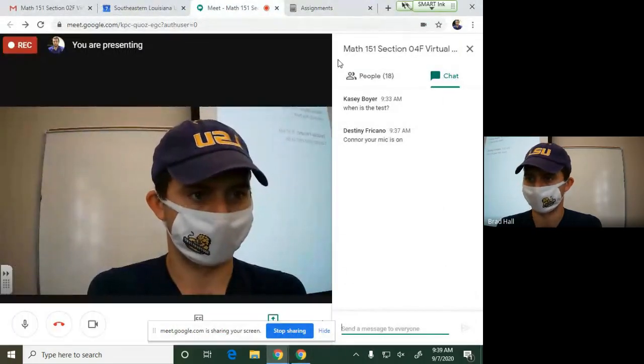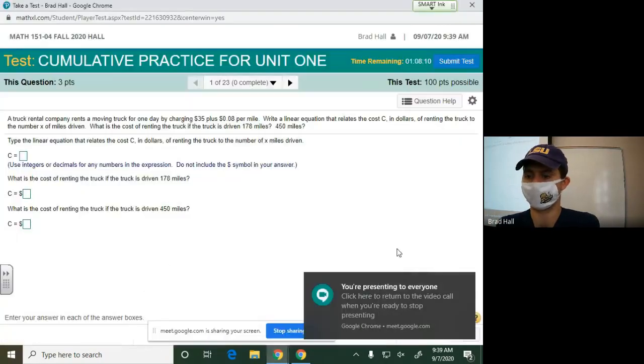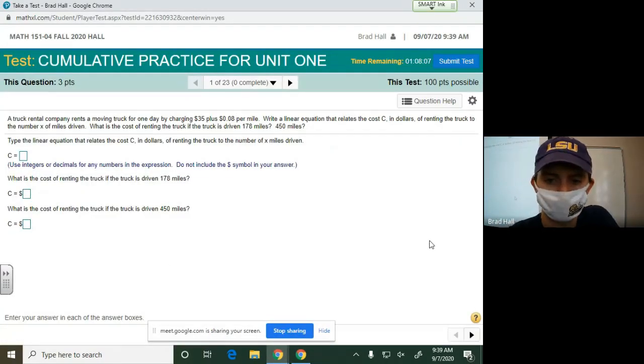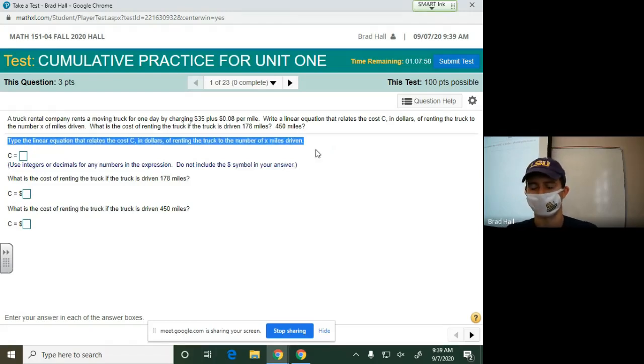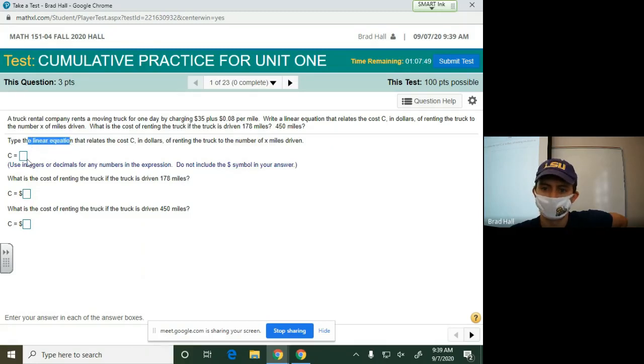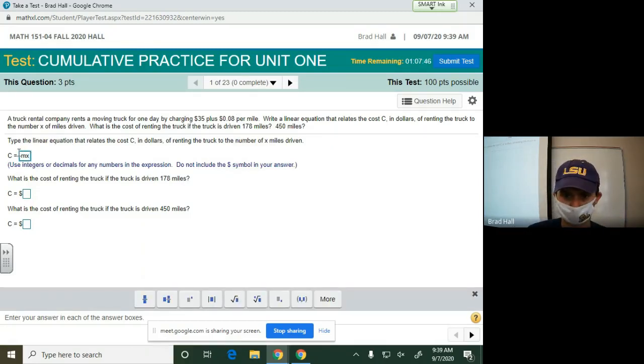Cool. All right, so let's go ahead and start off. First it wants us to type the linear equation that relates C to all this stuff here. So something about a word problem, and naturally it says linear equation, which instantly makes me think of mx plus b. They already have the y part. The y part, they're calling it c because this is a word problem and c means cost. So I'm just writing mx plus b. That means naturally we need to figure out the slope and the y-intercept.